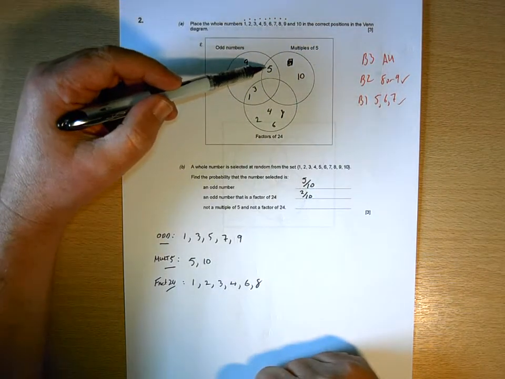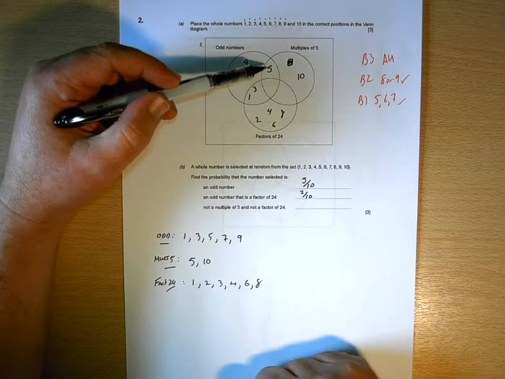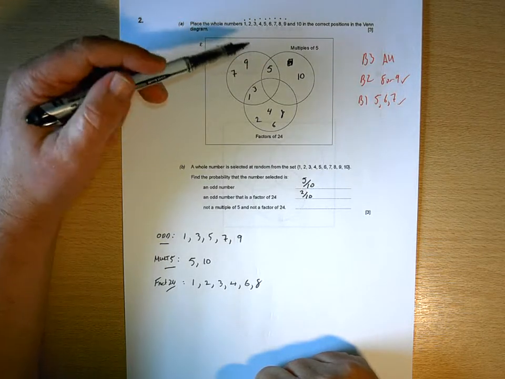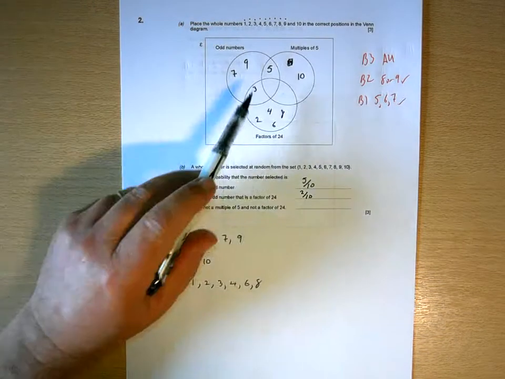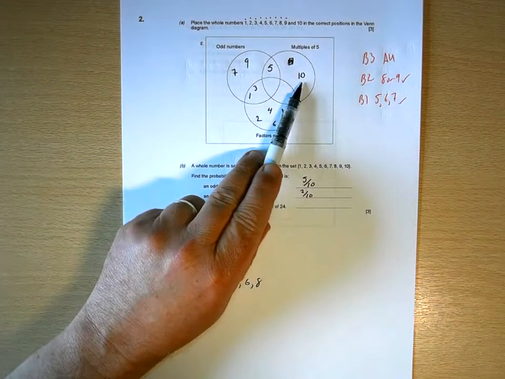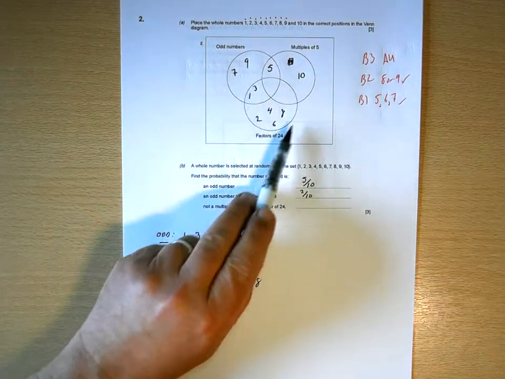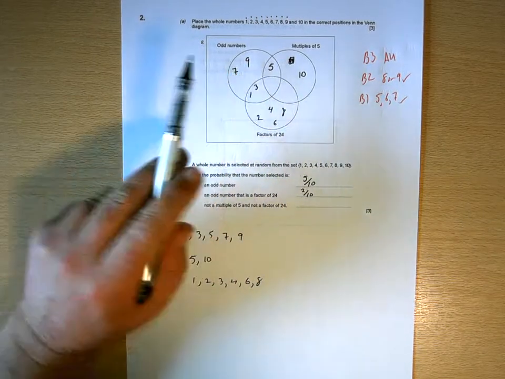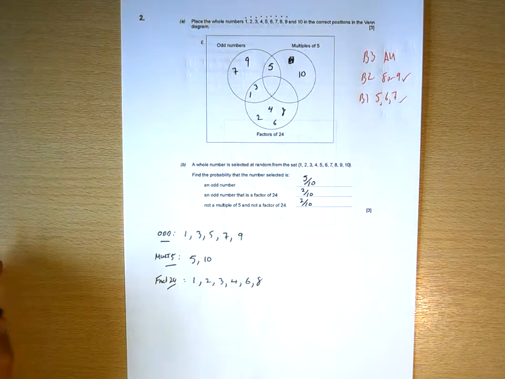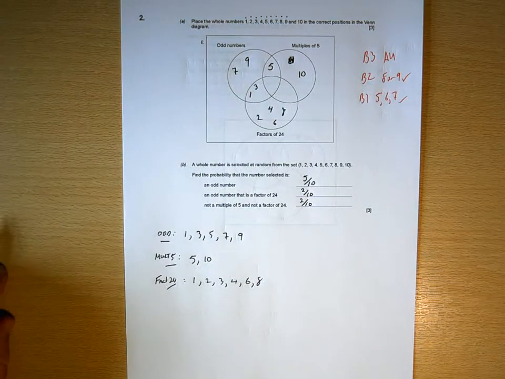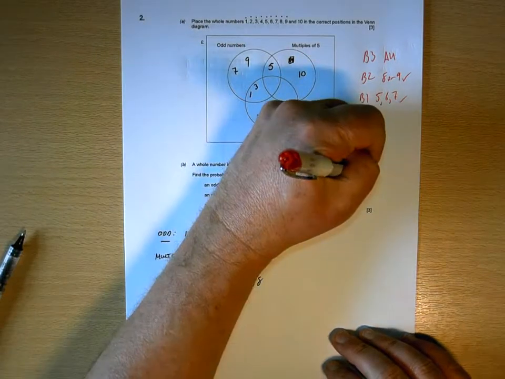Not a multiple of 5 and not a factor of 24. So if it's not a multiple of 5 and it's not a factor of 24, it isn't those 2 and it isn't all of those, so it's just those 2. So that's also 2 out of 10. And there is 1 mark for each of those.